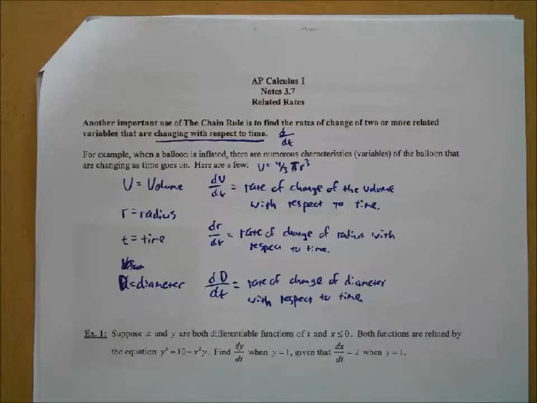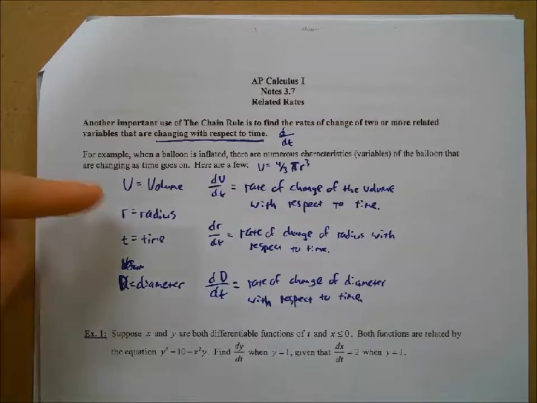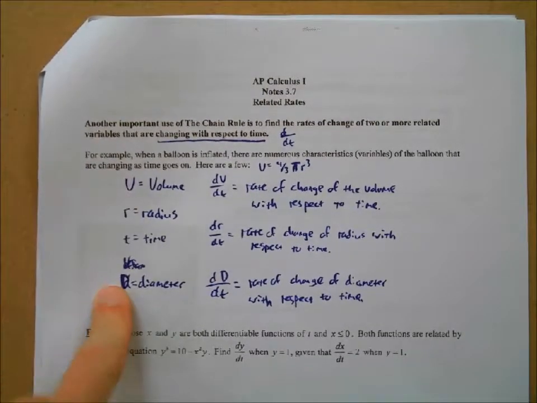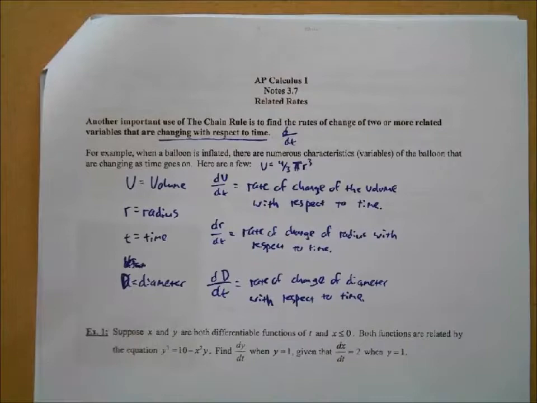So these are all possible values for this single scenario of balloons being inflated. These are all possible variables that could show up in a problem that we may need to use. So not only can we talk about the volume, the radius, time potentially, but really volume, radius, and diameter. We could have all these three things show up.